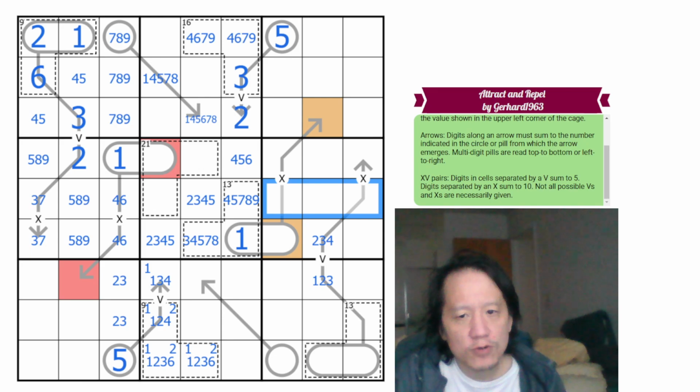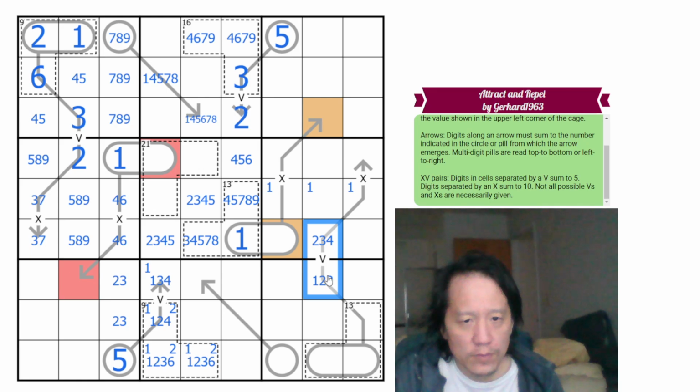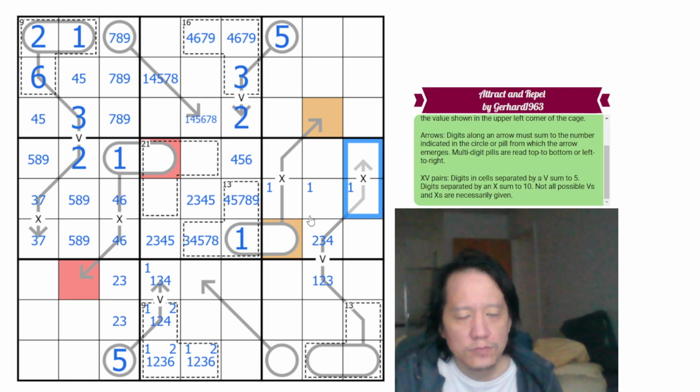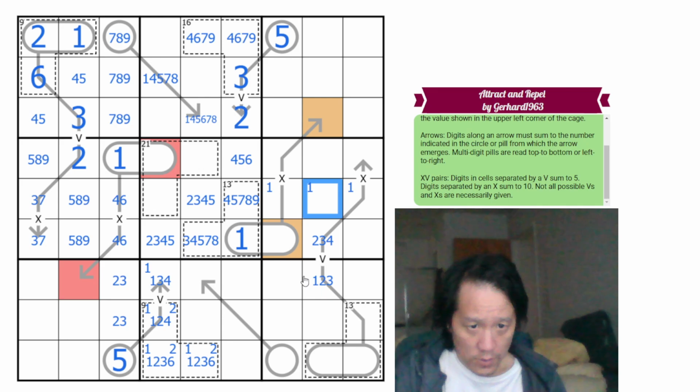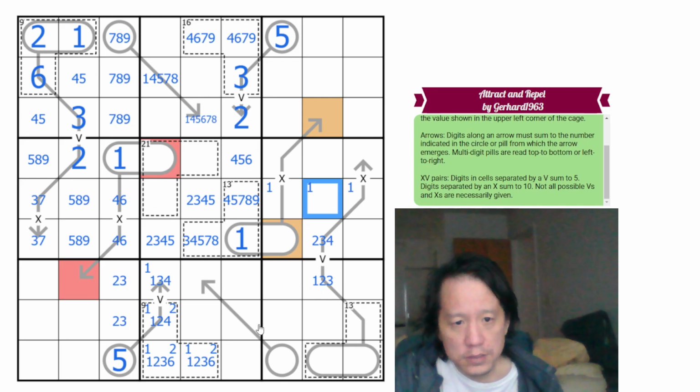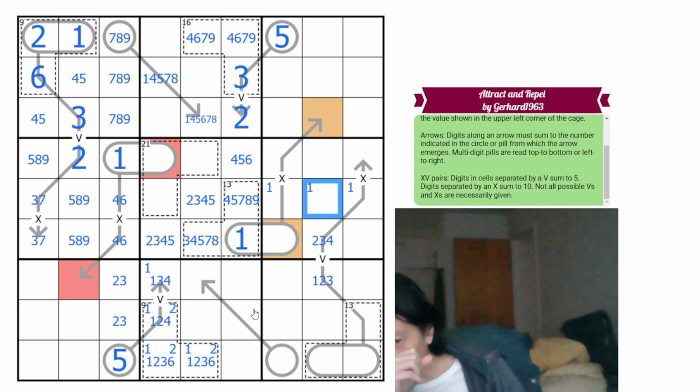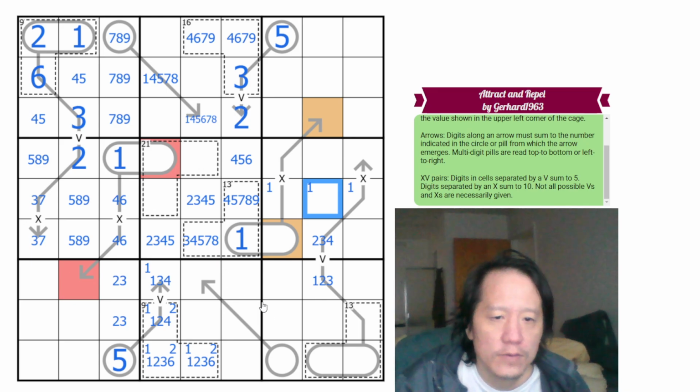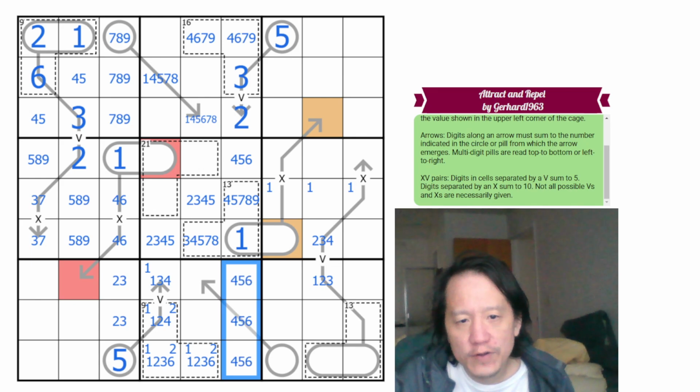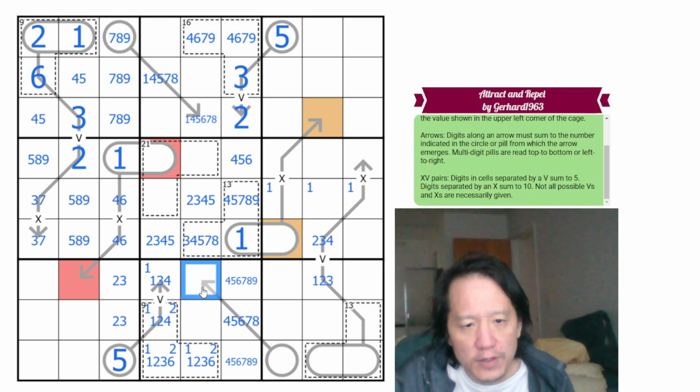So 1 has to be one of these cells. I'm not sure which. Let's see. This is 4, 5, 6, 7, 8, 9. Obviously, this can't be 9. 1 can't be here. 2 can't be here. This has to be at minimum 3.